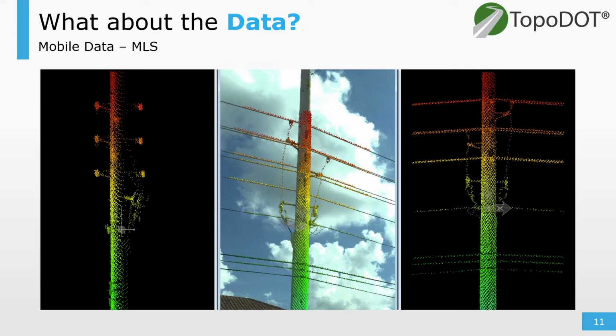Now, generally, mobile systems provide better detail and quality than the airborne systems, which is going to be necessary in order to extract what we see here, as well as all of the features that we mentioned in a previous slide.